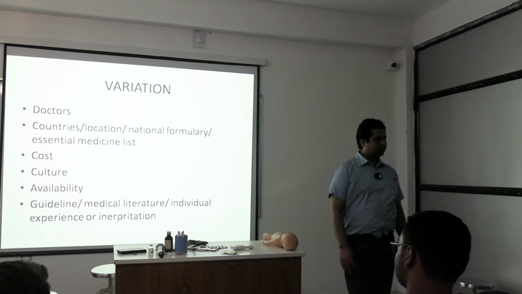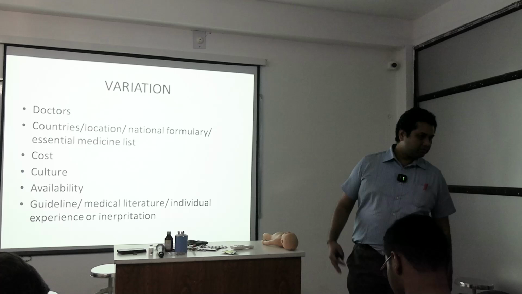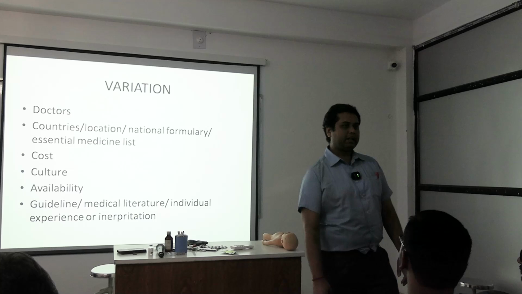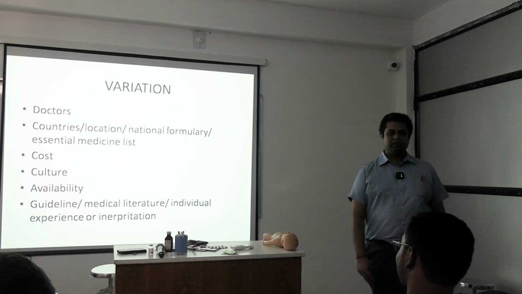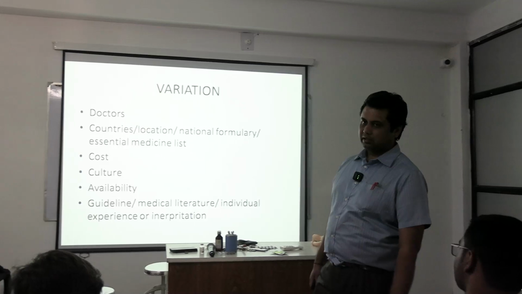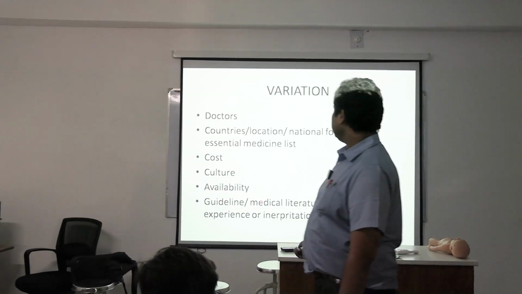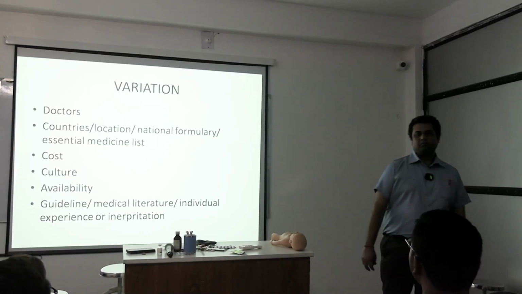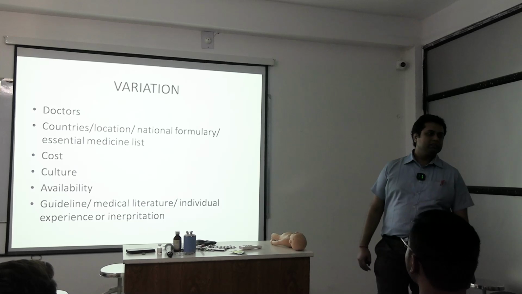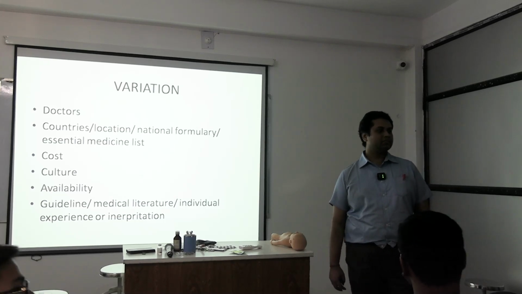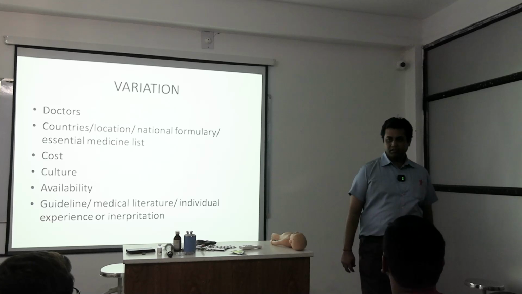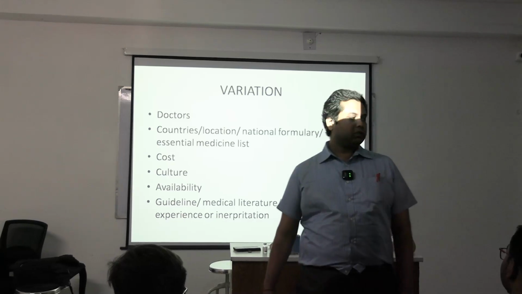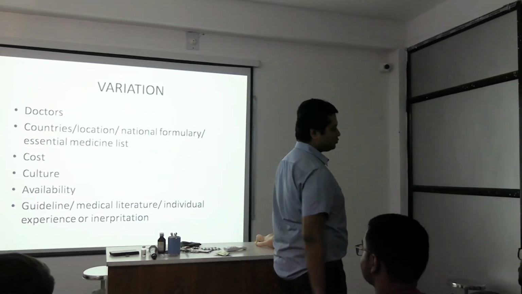Availability. So the drug must be available in the market or pharmacy or online. The patient must be able to get access to that drug. To prescribe something the patient is not able to get, that is not desirable. Then guidelines. Suppose for malaria, for particular regions there are specific guidelines. So in such cases you must choose from these guidelines.